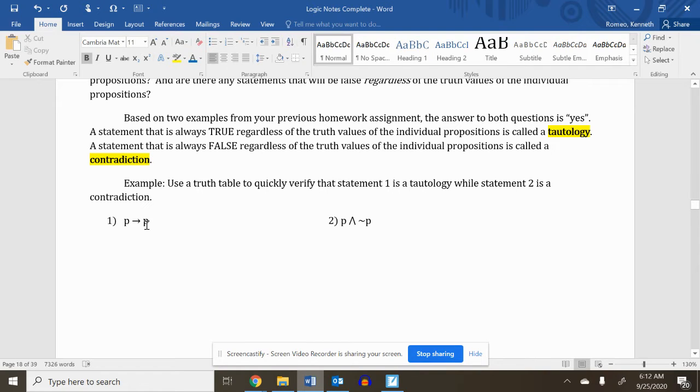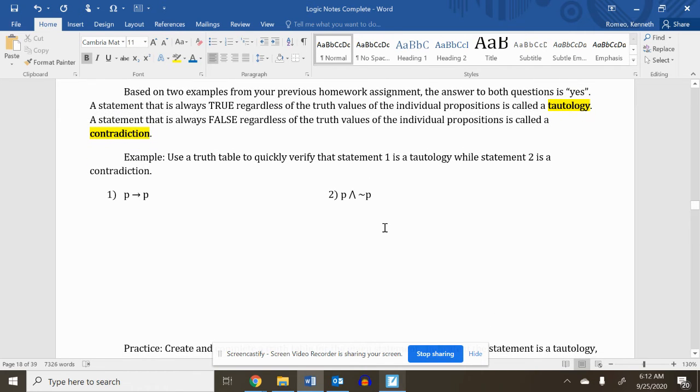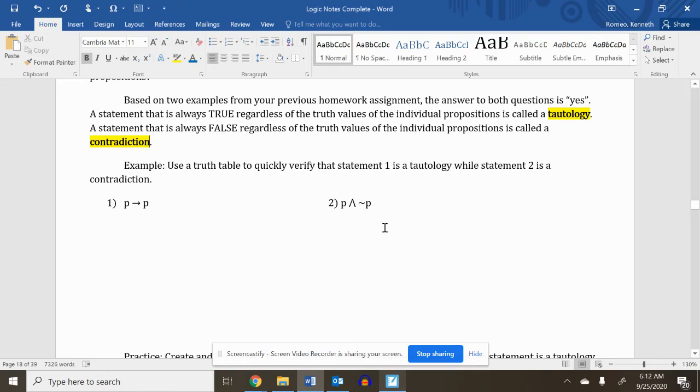Okay, so all right, P implies P. Let's do a truth table for P implies P. And then number 2 says P and tilde P. P and not P. There's no way that can ever be true. We can't have P be true and also not P be true, or P be both true and false at the same time. That does not make any sense. All right, so we're going to do a truth table for each of these things just to make sure that they are, in fact, a tautology and a contradiction.